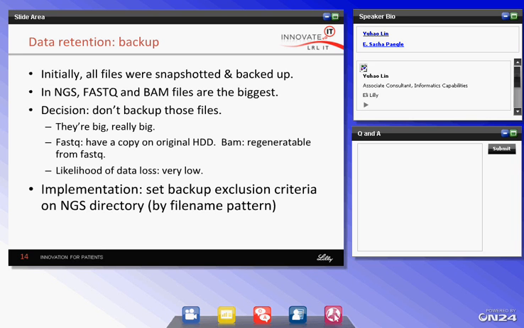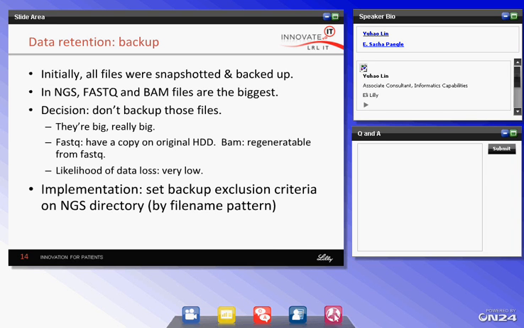So one of the things that we did early on is took a look at our backup plan. The backup plan was made throughout the entire file system, and it was made before NGS. So we wanted to see if it really made sense for NGS data. What our backup plan was prior to NGS was that everything was snapshotted and backed up. Snapshot means it's kept on the primary storage for a number of days before being transported to the backup cluster. And we decided that it didn't make sense to do this for NGS data.